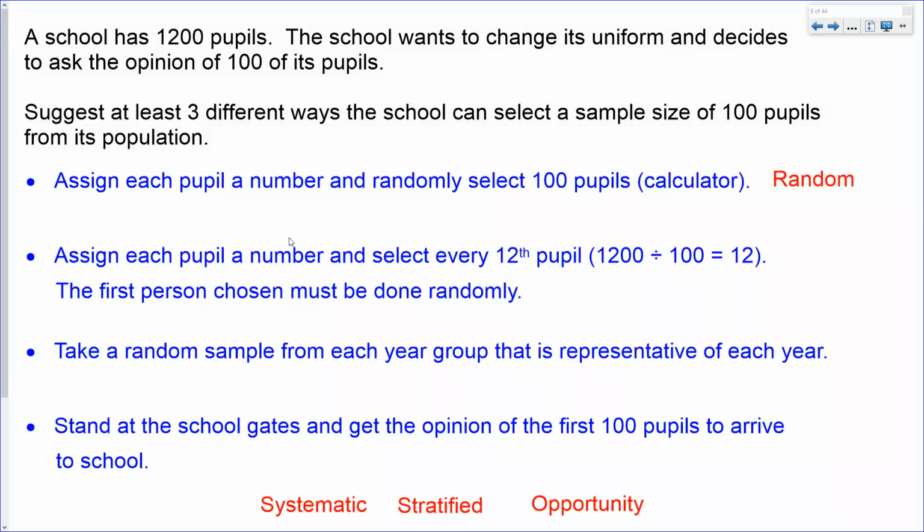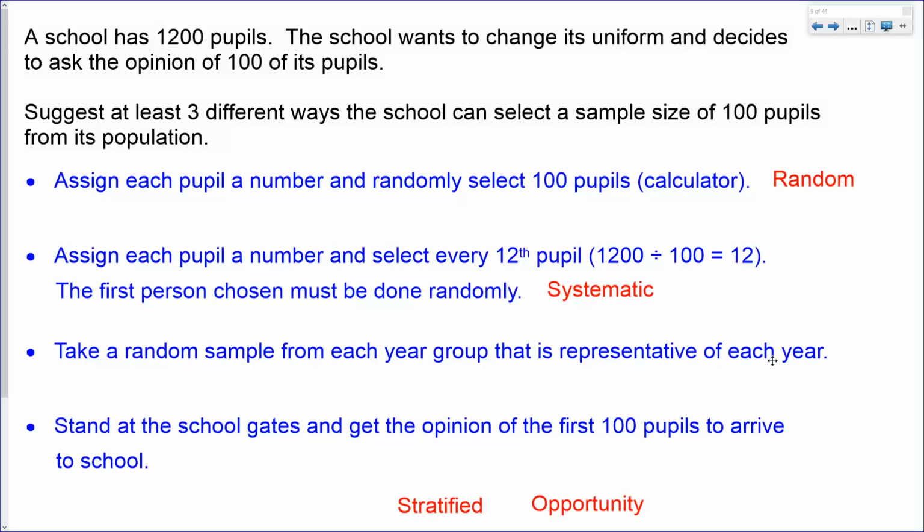Another way of selecting 100 pupils would be, again, to assign each pupil a number, and this time select every 12th pupil on the list. The reason for selecting every 12th pupil is because there are 1,200 pupils in the school and we want a sample of 100, and 1,200 divided by 100 equals 12. So we can select every 12th person in the list. To do that, the first person we choose must be done randomly to get a starting position, and this is called systematic sampling.